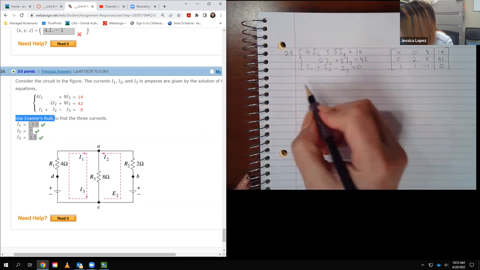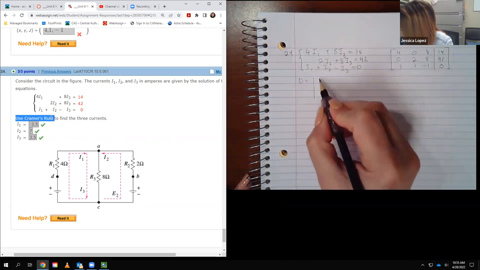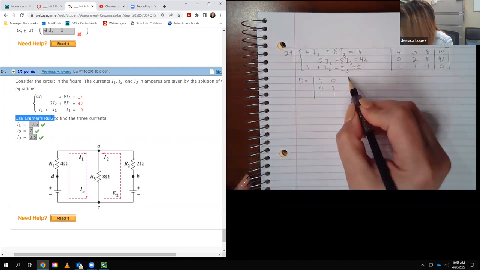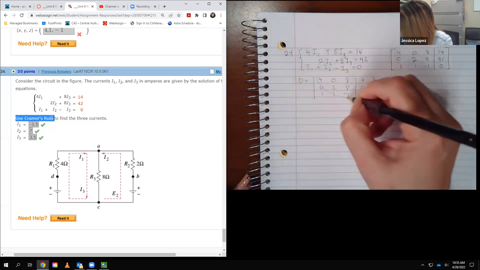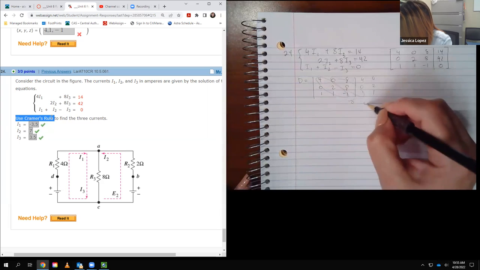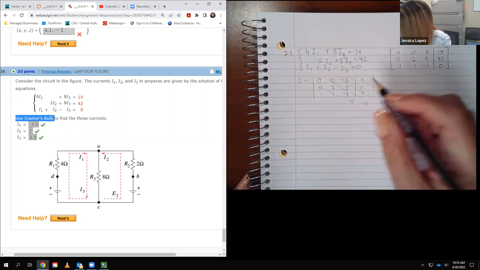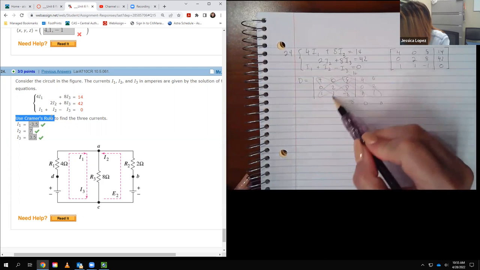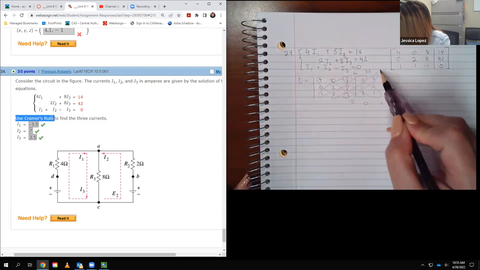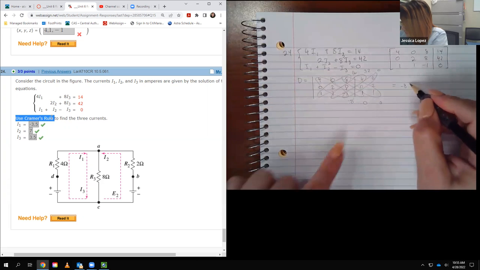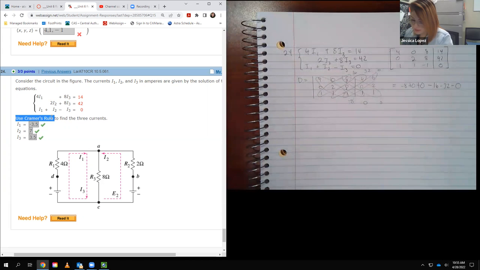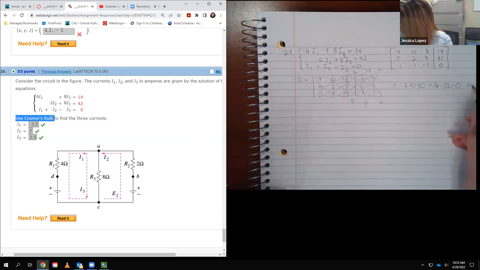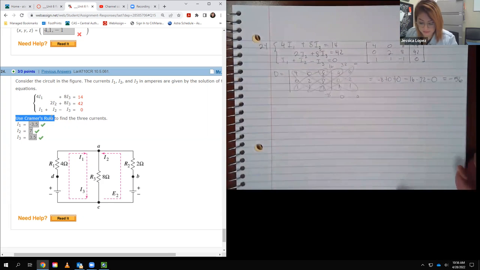So I'm going to go ahead and do D, which is going to be the coefficient matrix. Then I'm going to repeat the first two columns and do my triples. So it's negative 8, 0, and 0. Then my upper triples, 0. So then I get negative 8 plus 0 plus 0 minus 16 minus 32 minus 0. So that is negative 56. So D equals negative 56.